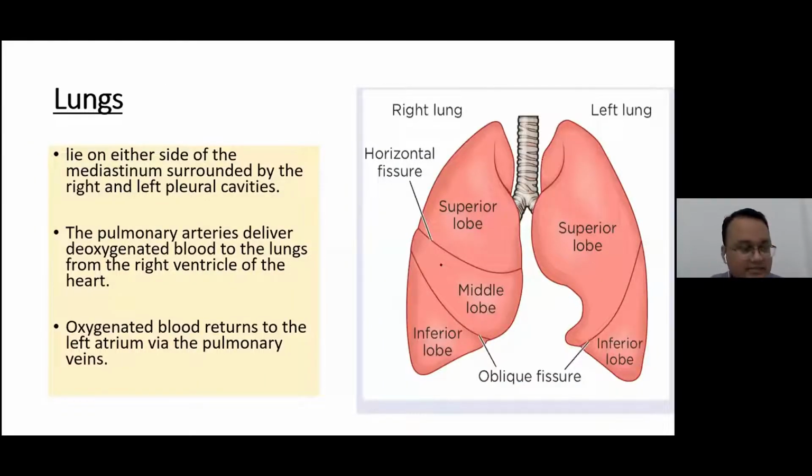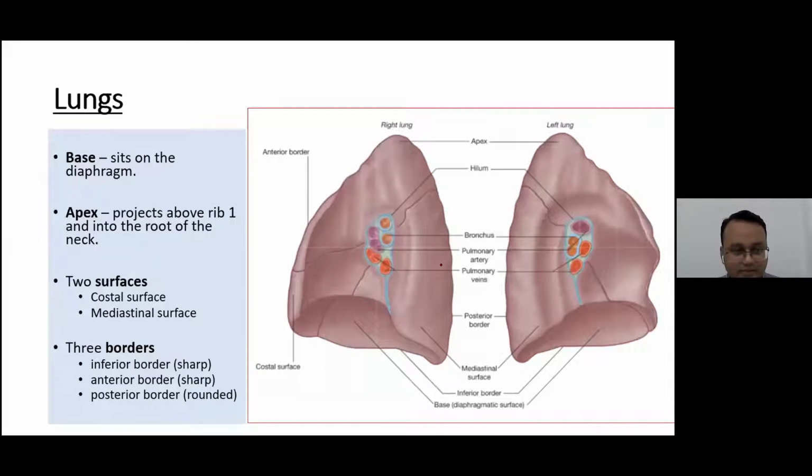Just a little bit on the anatomy of the lung. The lung lies on the inside of the mediastinum. The pulmonary arteries deliver the deoxygenated blood to the lung, and the oxygenated blood is returned to the left atrium via the pulmonary veins. So let us have a quick look at the lung itself. This will be the anatomy of the lung.